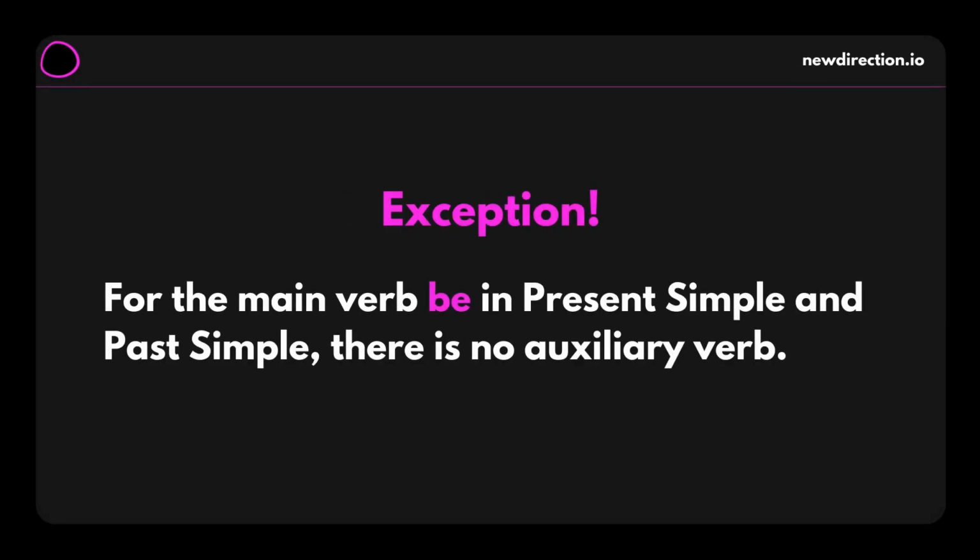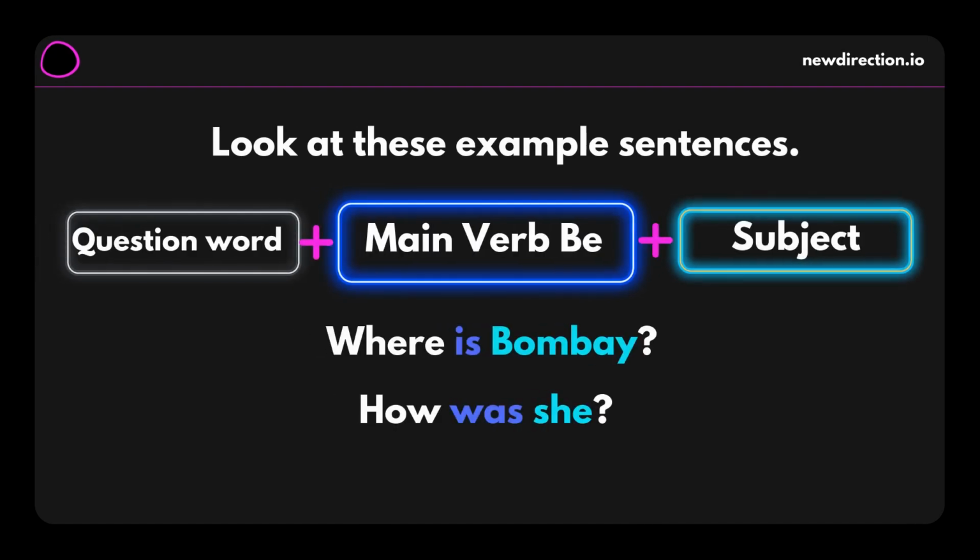An exemption to the rule is the main verb be, again both in present simple and past simple. Example, "Where is Bombay?" and "How was she?" We have the question words where and how, and still we have the main verbs and the subject. There is no auxiliary verb. So that's it when it comes to questions.